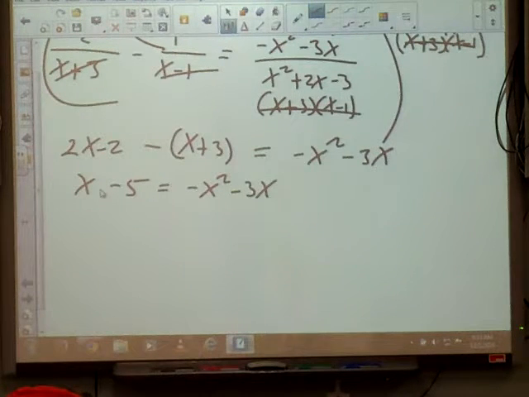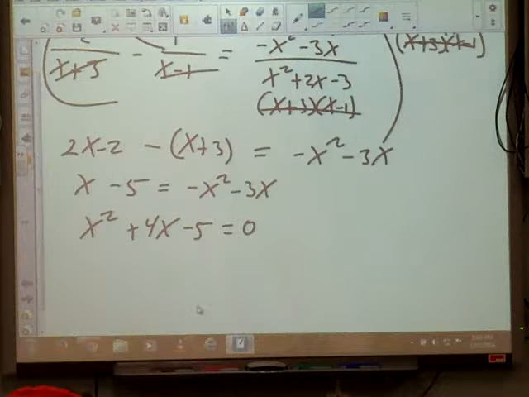I would prefer to do what Harklaw said and move this stuff to the left. What Austin Bull said is not wrong. You can move that stuff to the right, but I always like my squared to be positive. So I'm going to move that stuff over there. So I'm going to add x squared. And then I got to add 3x. Is that okay? Looks good. Okay, so now I'm trying to solve a quadratic.